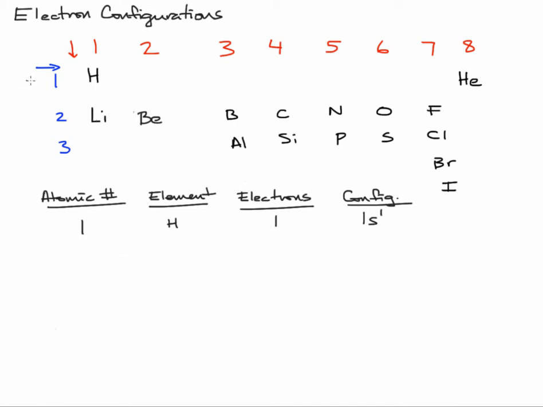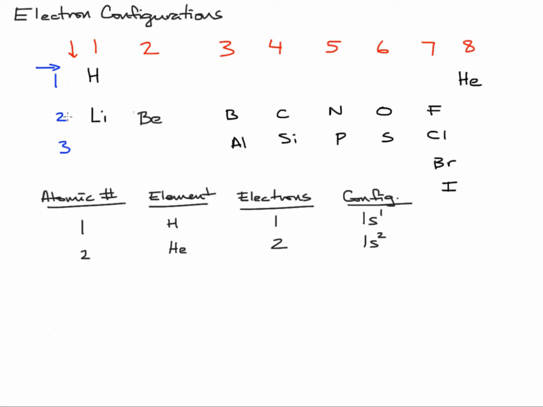So in the first period, the next element that we encounter is helium, and we're adding 1 electron. So we have an atomic number of 2. The element is helium. We have 2 electrons. So we're going to build up from hydrogen. So we're still in the 1s orbital here. We've added a second electron. We've now filled that 1s orbital. Keep in mind that any orbital can only have 2 electrons.